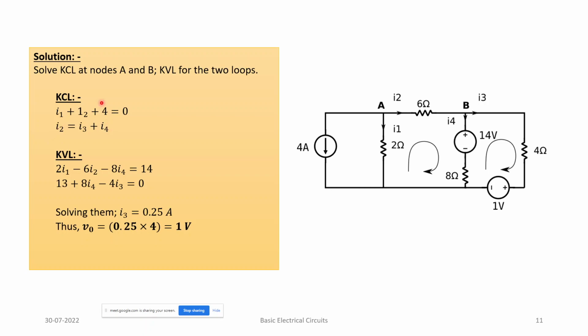Now solving these equations we get I3, this is the current I3 to be 0.25 ampere, and 0.25 ampere into 4 ohms, it's the 1 volt. So this is quite straightforward calculation type question. So any doubt if you have, please ask. No, sir.